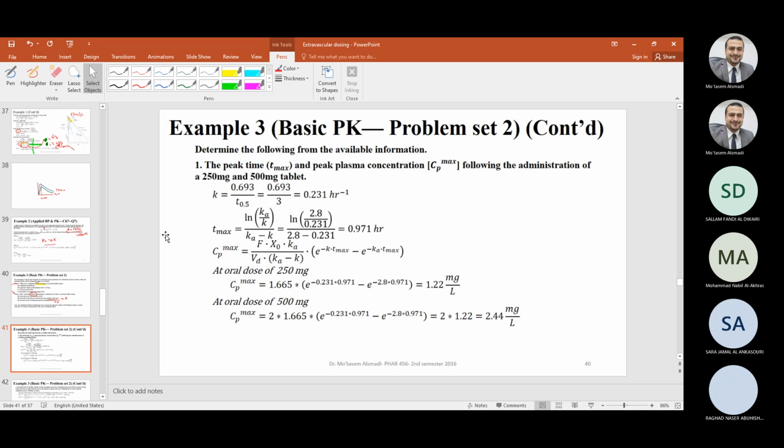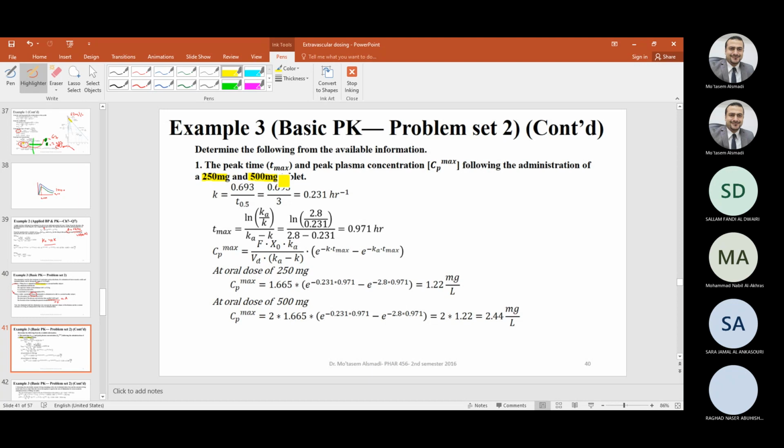First part of the question: the peak time and the peak plasma concentration following the administration of two types of doses, or two dose strengths. The first one is the 250 milligrams. The second is 500 milligrams orally as a tablet.